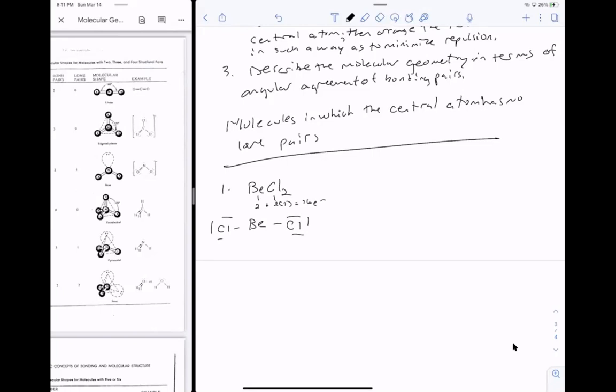So the first step is to draw the Lewis structure. The second step is to count pairs. There are 1, 2 bonded pairs. Now, again, this is only the central atom that we'll be talking about. There are no lone pairs on the central atom. So the central atom has only 2 lines coming off of it, and they are all attached to something. And all of these examples will be, thus the title, molecules in which the central atom has no lone pairs.